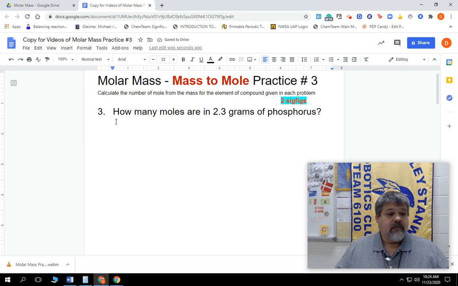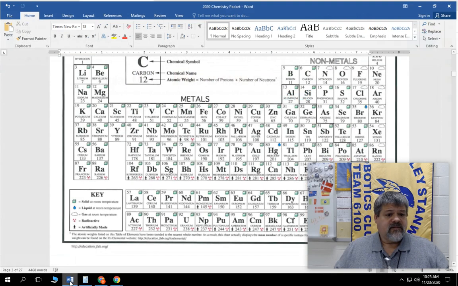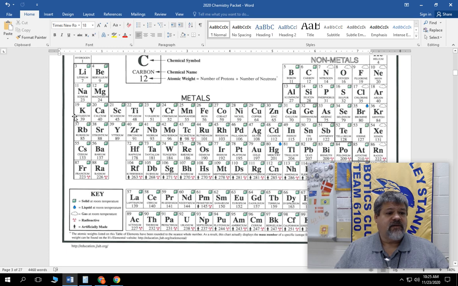So we're going to come down here to our problem, and we're going to always start off with the number that we have in the equation. In this case, we have 2.3 grams. So we're going to start right there with 2.3 grams of phosphorus. Now, if you don't know the symbol for phosphorus, you need to look. But either way, we're going to need to know the atomic weight of phosphorus too. So we're going to look at the same time back at our packet. So we're going to pull our packet up and we're going to see phosphorus. It's not potassium. Phosphorus is right there.